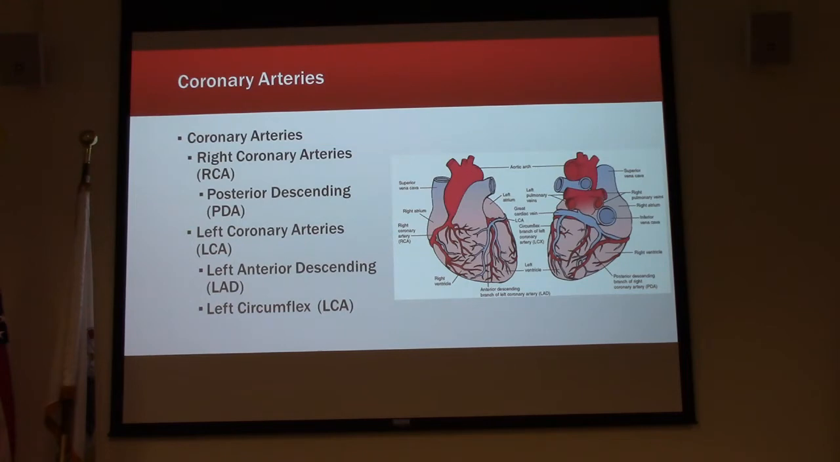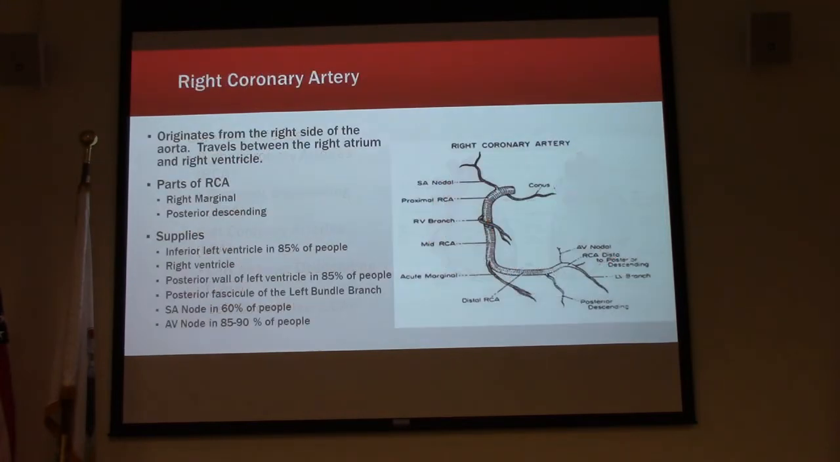But understanding where the occlusions may be occurring in one of these vessels is going to give you a general idea of what kind of arrhythmias the patient may be in, how the patient may present, and even our treatments for some of these patients. So we'll start with the right coronary artery here.